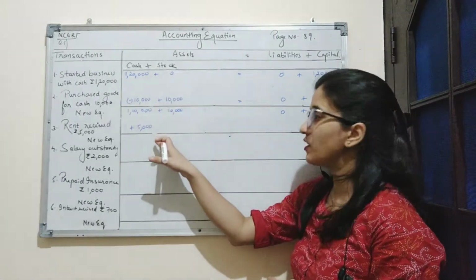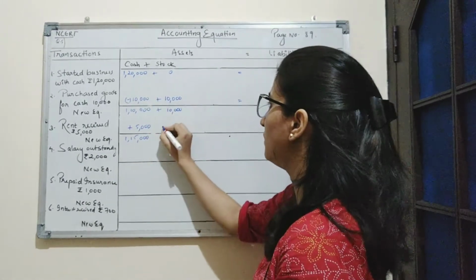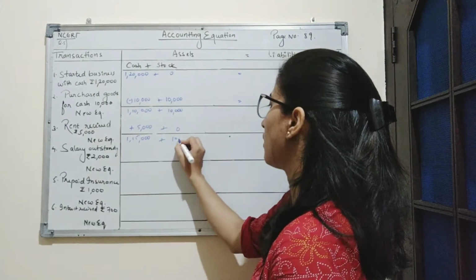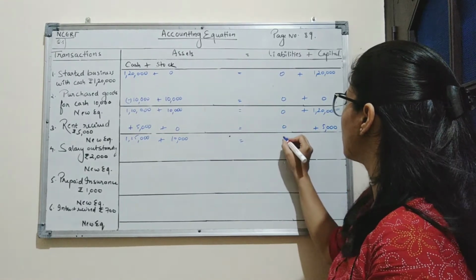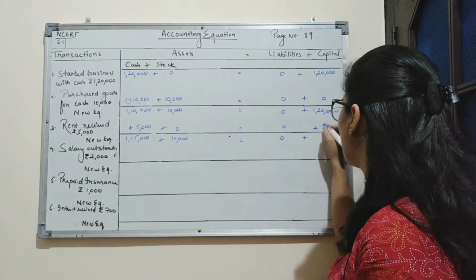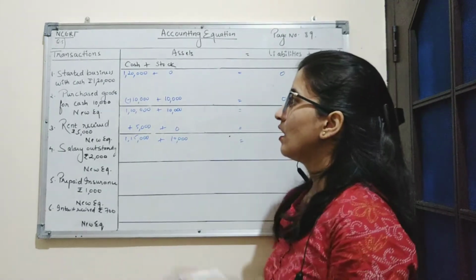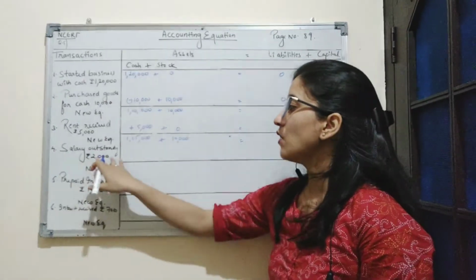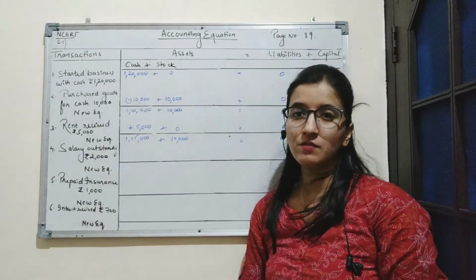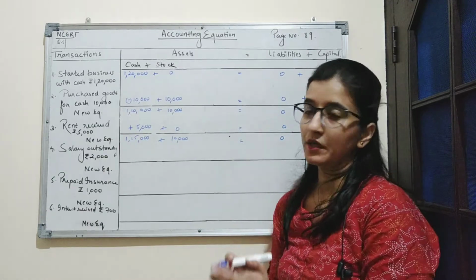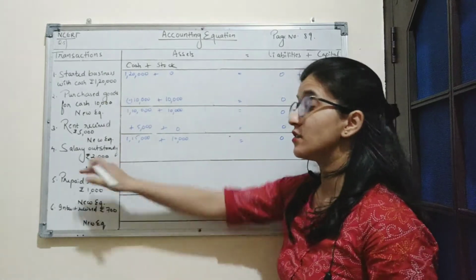So by solving these two equations, we get 1,15,000 on cash column, 10,000 of stock, zero amount of liabilities, and 1,25,000 on capital side. Now next transaction is salary outstanding of rupees 2,000. See, in this transaction, outstanding salary means salary which is due but which has not been paid. So here it is a liability for the company, because salary is due, it is not paid.